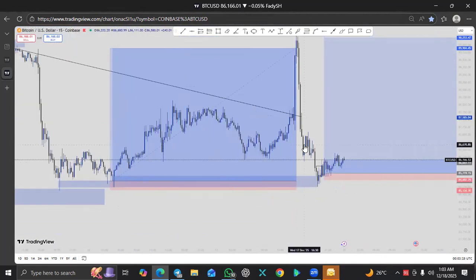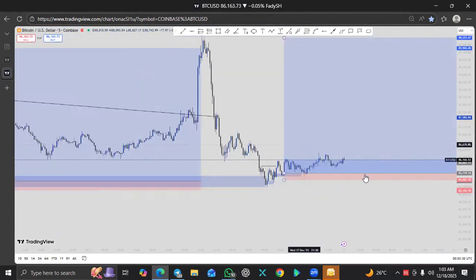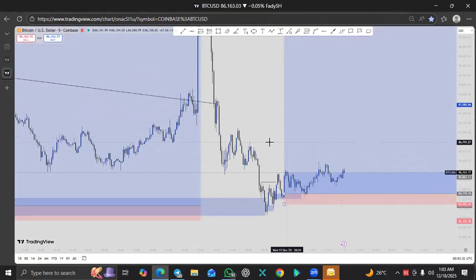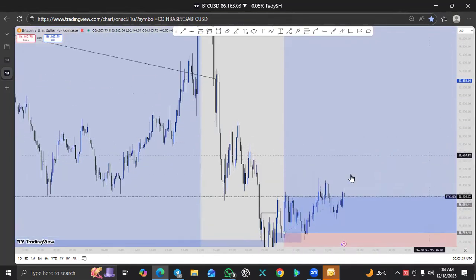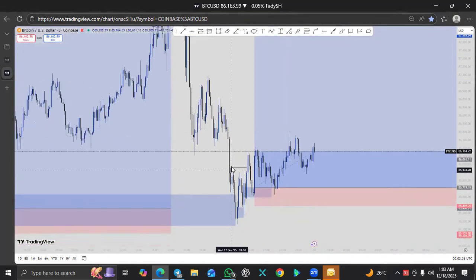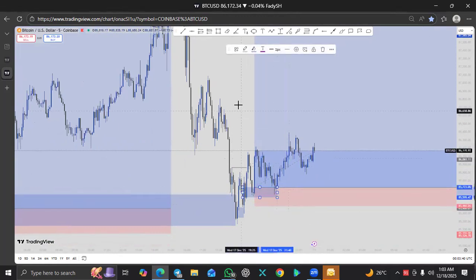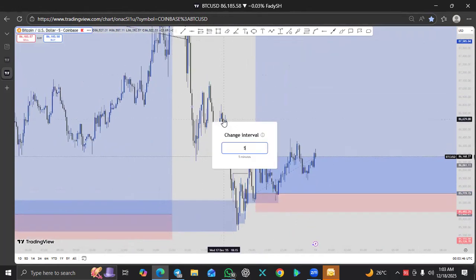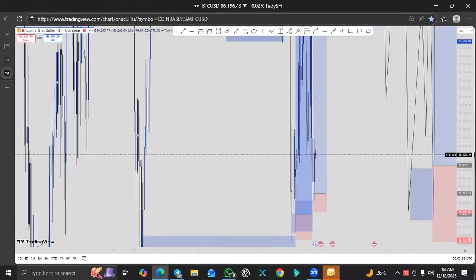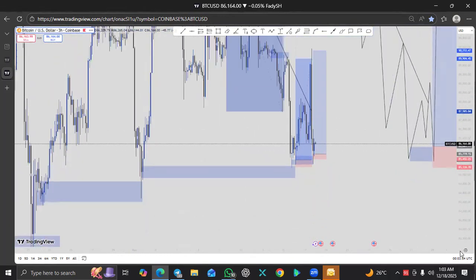Let me go to the 5 minute time frame. This was my confirmation entry somewhere here. This is my confirmation entry here. So this is my confirmation entry somewhere here. Then I took the trade from here. That's how I got the trade setup. That was actually the setup for this particular trade.